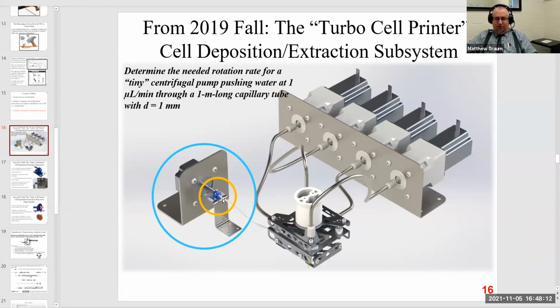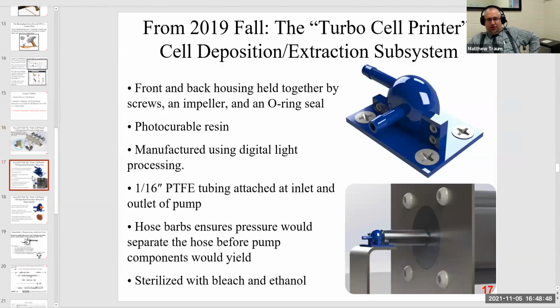So there's this tube that sort of starts at the pump and ends here inside the 3D bioprinter. And it turns out that this run of tube represented the largest pressure loss of any of the other fluid loss mechanisms in the system. And so they ended up wanting to make this as short as possible, while still putting the pump and the motor that runs it kind of off of the microscope stage, so it wouldn't cause vibration. So our goal is 1 microliter per minute through a 1 meter long capillary tube with a diameter of 1 millimeter. So they ended up coming up with this really cool centrifugal pump.